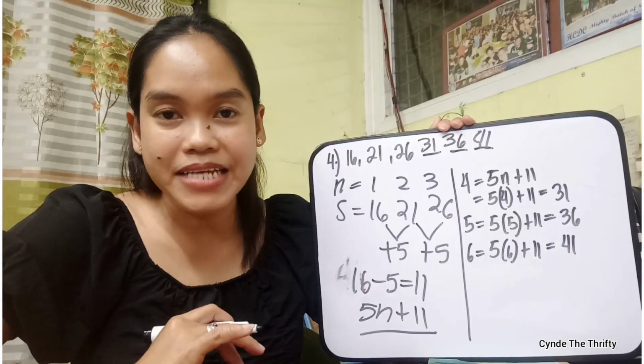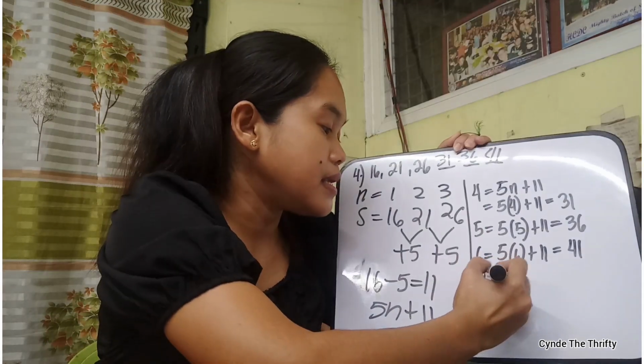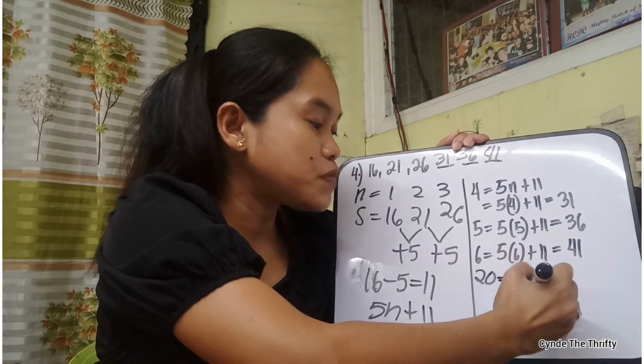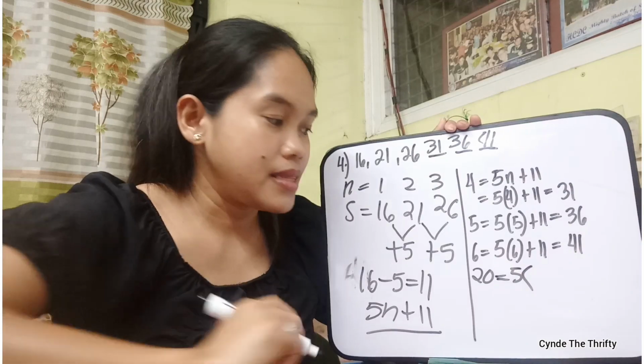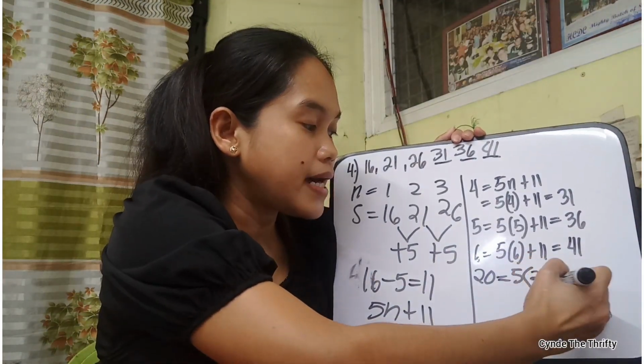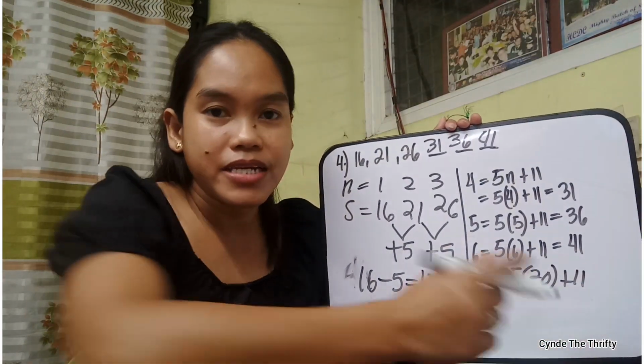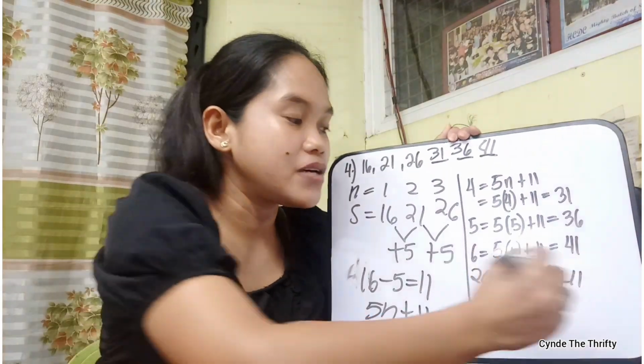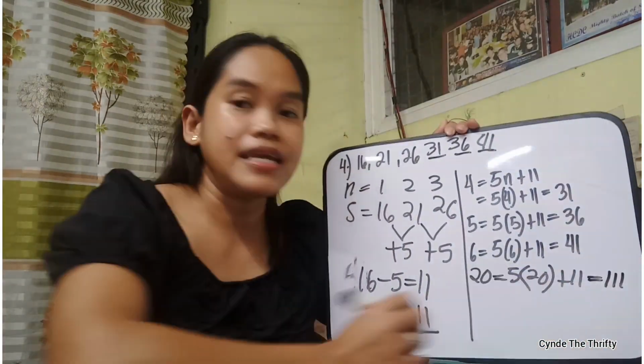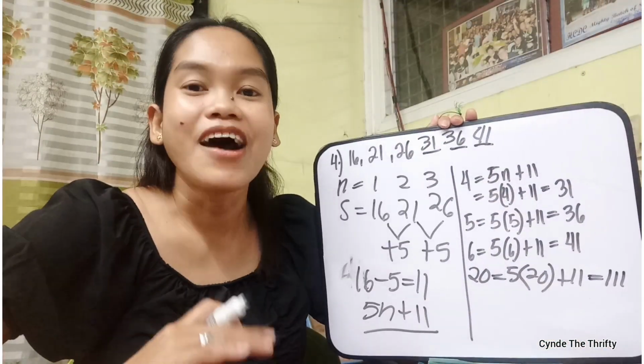Ngayon, paano naman kung 20th term yung hahanapin natin? So, 5 times, pang ilang term yung hinahanap natin? 20. So, 5 times 20 is equal to 100. Plus 11 is equal to 111. Ibig sabihin, ang 20th term natin is 111.